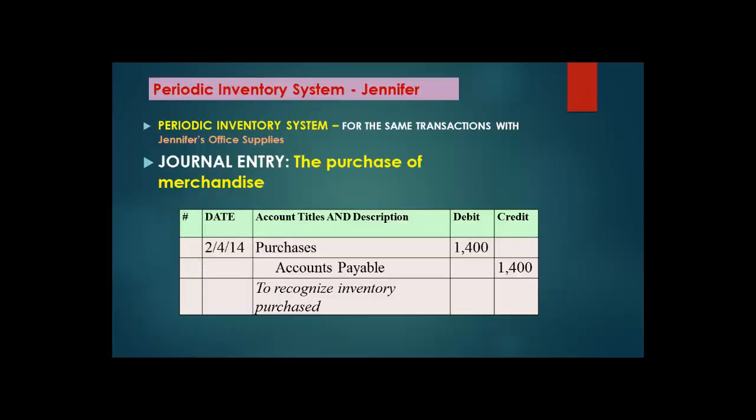All right, let's start. Now we're going to Jennifer's books. Periodic inventory, we're going to do the same transactions we did for Jennifer's office supplies in perpetual, but now we're doing periodic. Journal entry, purchase of merchandise. We're going to debit purchases and credit accounts payable. So what kind of account is purchases? It is a temporary account. It will be closed at the end of the fiscal period, but for right now we're using it to track our purchases.